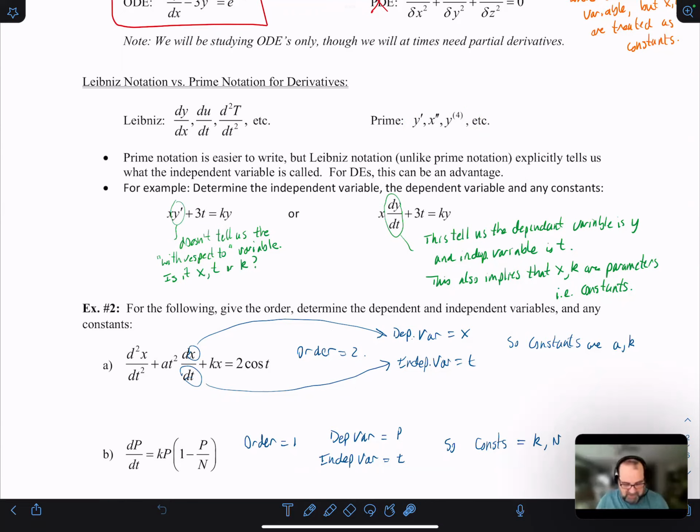So as a little example here, take a look at these two DEs here. This one here, xy prime plus 3t equals ky. This one basically says exactly the same thing. It says x times the first derivative of y plus 3t equals ky. So again, as a DE, the unknown in a DE like this is a function. So presumably here, since we have a y prime, the unknown function here is called y.